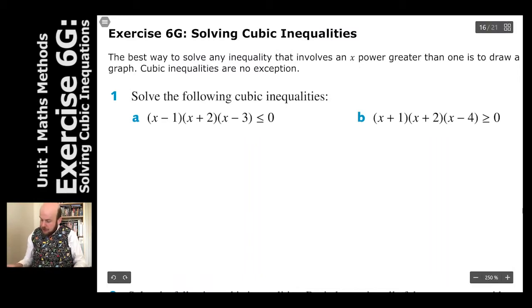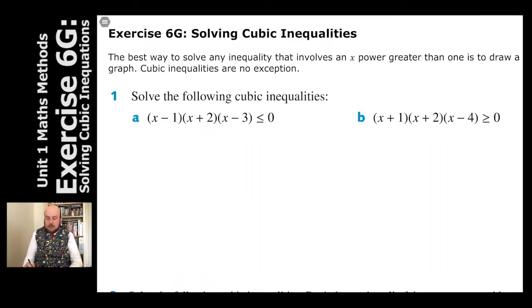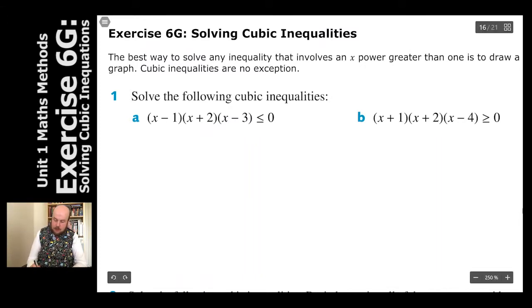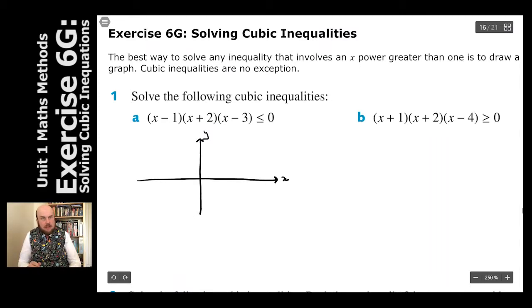So, the first question says here that we want to solve the following cubic inequalities. And this first one here is (x minus 1)(x plus 2)(x minus 3) is less than or equal to 0. So what I'm going to do is draw a very rough graph, since the question doesn't actually ask me to draw the graph, I don't have to be as precise.